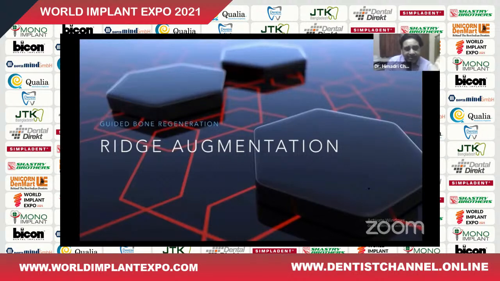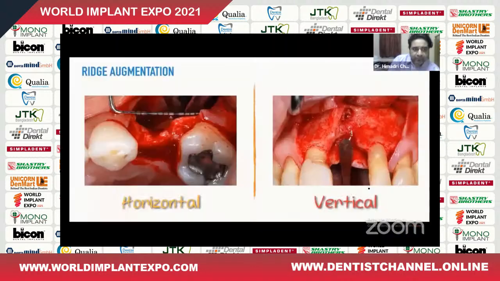Okay, so now we'll come to the next part where the patient has come to us with an already extracted tooth, and the ridge volume has already collapsed. So there are two kinds of augmentation. First one is horizontal. You can understand that the original bone volume was probably here. It has collapsed down to here.